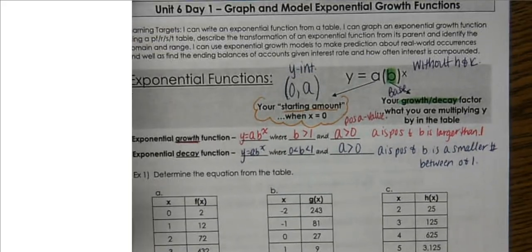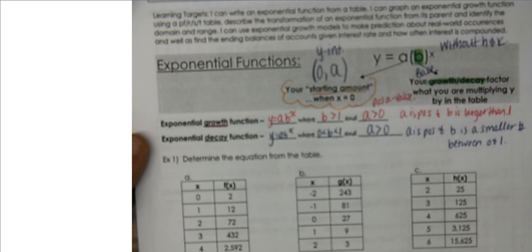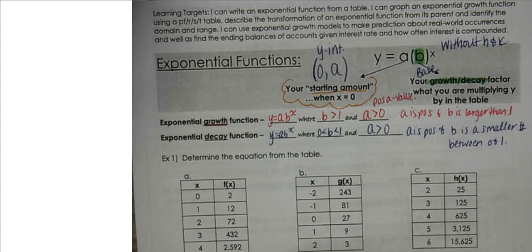So in example number 1, what we want to do is we want to determine the equation of the table. So let's go ahead and make that clear really quick. So we want to determine the equation from the table.